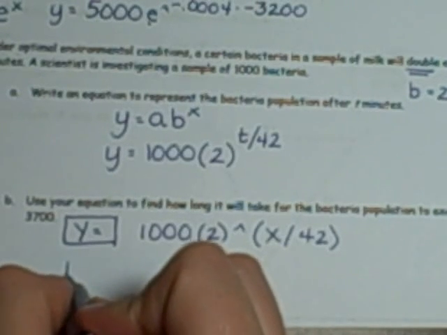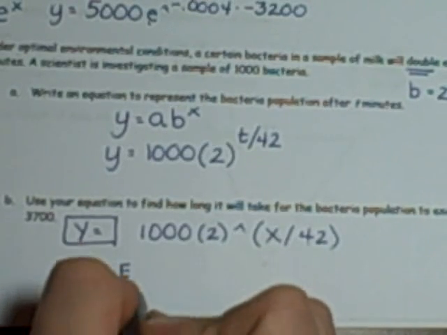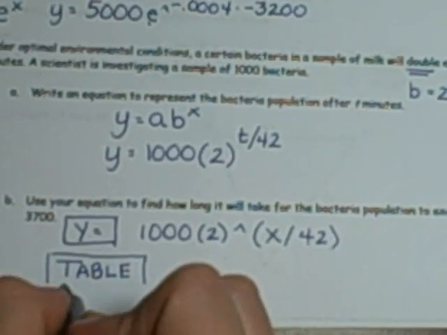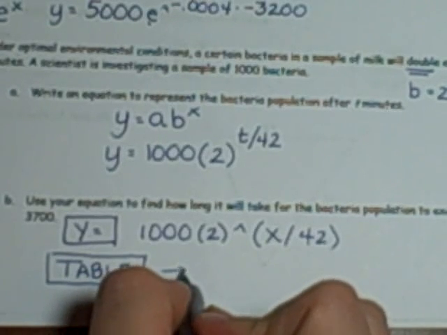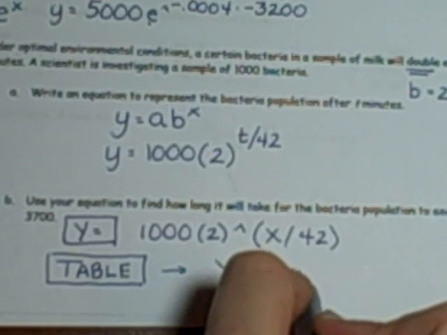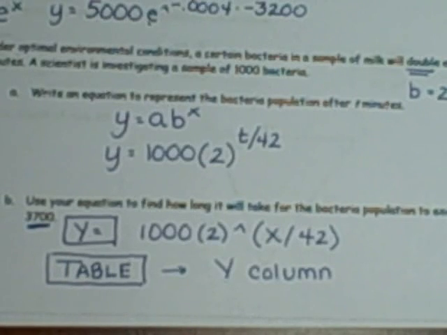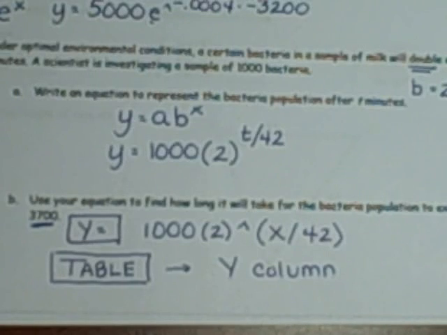And then you're going to go to your table key, which is up above the graph button. You'll have to hit second and graph to get to table. And what you want to look for is you want to look under the Y column and find the first place that the numbers go above 3,700. Okay, so I'll make sure to demonstrate that one in class for those of you who need to see it, but you'll want to look for the first x value where you go above 3,700, and that would be the number of minutes.